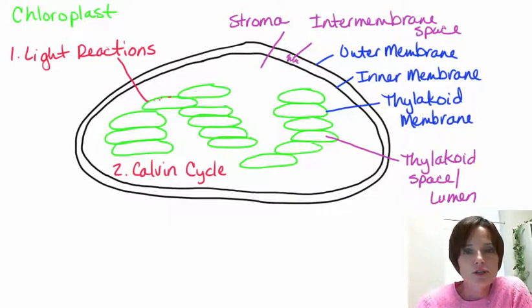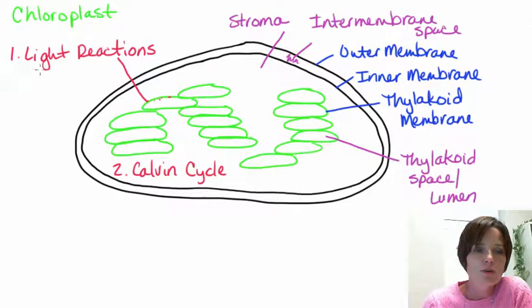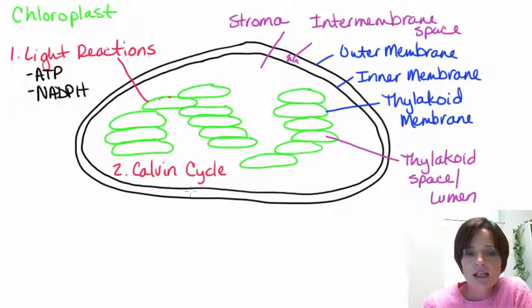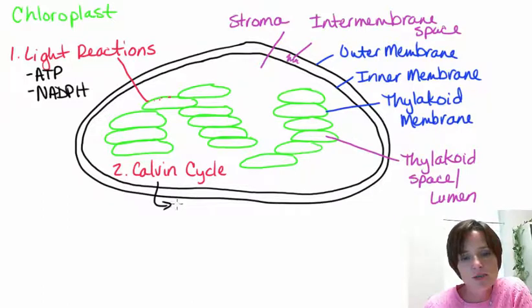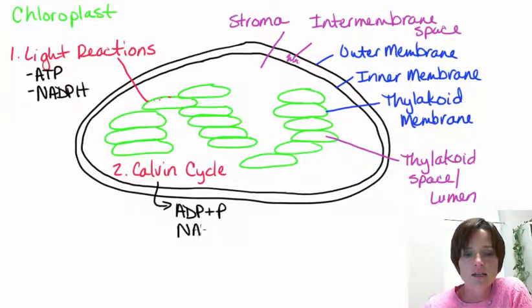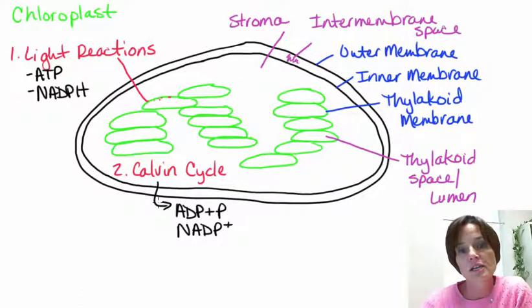It's important that the two of these stages are located very close to each other because they will be providing each other with necessary reactants. The light reactions, if we just review it really quickly here, will be supplying ATP and NADPH to the Calvin cycle. And then the Calvin cycle itself is going to be supplying ADP plus phosphate and NADP+ to the light reactions. So they're definitely dependent on each other.